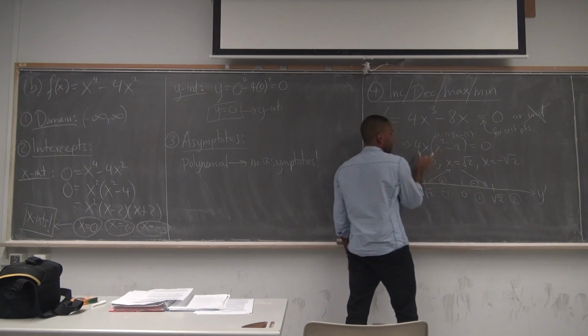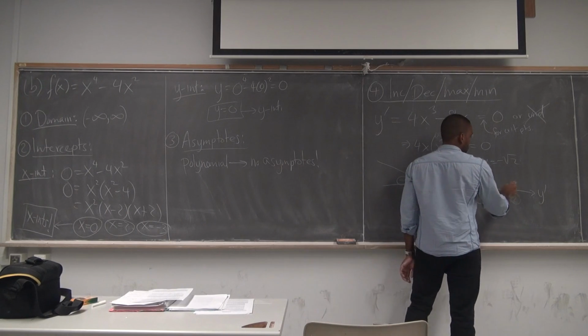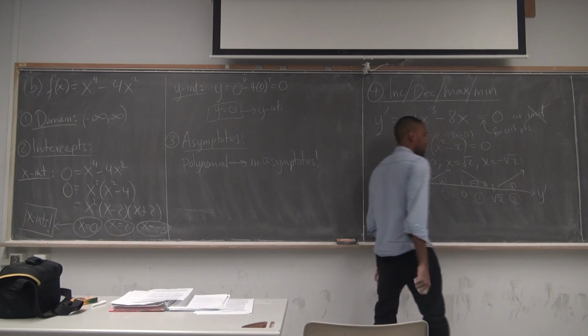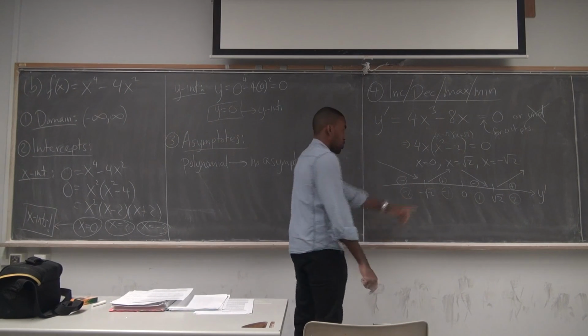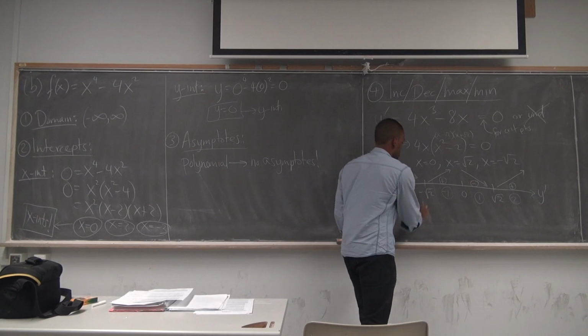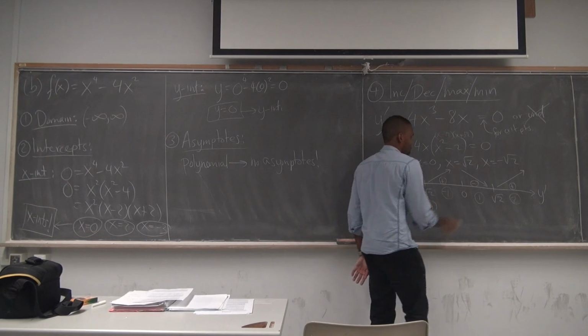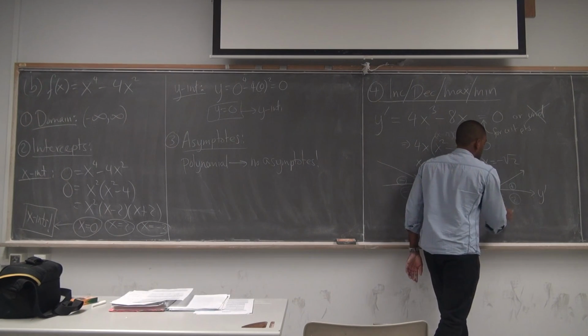Plug in a 2, that's a positive. That's also a positive. Overall, I'm a positive, I'm increasing. Right? Now remember, this is a polynomial, the domain is everything, so all these points exist on the graph, so this guy is? Minimum. Has to be a minimum. Maximum. This guy has to be a maximum. This guy has to be another minimum.